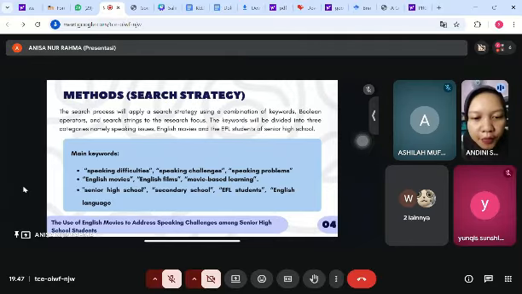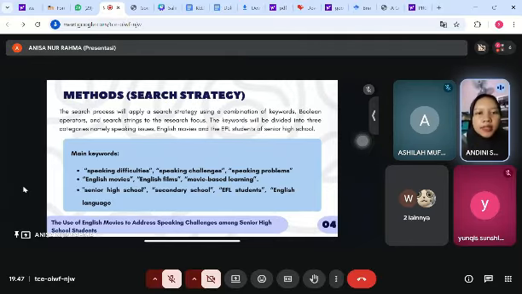Okay, thank you for the opportunity. Next is about method, search, and strategy. The search process will apply a search strategy using a combination of keywords, Boolean operators, and search strings related to the research focus. The keywords will be divided into three categories, namely speaking issues, English movies, and the EFL students of senior high school. These Boolean operators were applied to combine keywords effectively and narrow down the search results to studies that closely match the research focus.